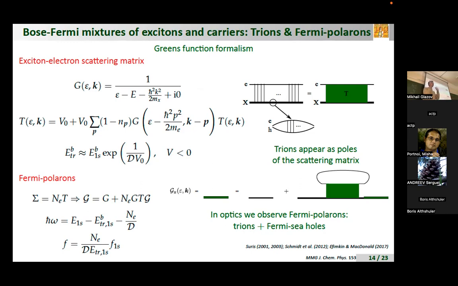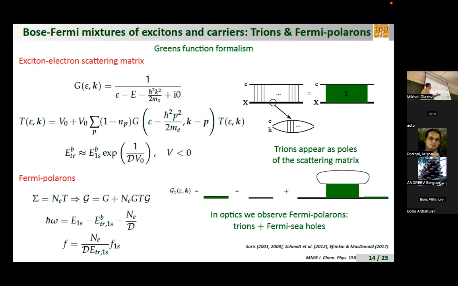In fact, you can do much better. You can make a variational or just brute force calculation of the 3-particle bound state. But then what we need is just the binding parameter, and it gives you a simple relation with the interaction parameter. And now, once you know the scattering matrix, then you can take into account the fact that you have a Fermi sea, so you do not have just one electron, but many of them. And then you calculate the renormalized exciton Green function.